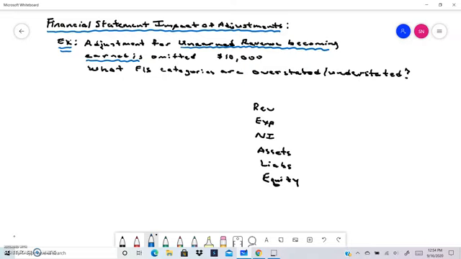So the question is, what financial statement categories are overstated and which are understated as a result of not making that adjustment? So the first thing we're going to do is take a look at that adjustment. What would that adjustment have been if we made the adjustment? So let's look at the adjusting entry. If you remember, if unearned revenue becomes earned, we're going to transfer that portion from unearned to earned.